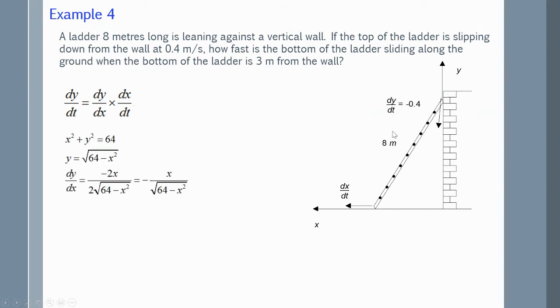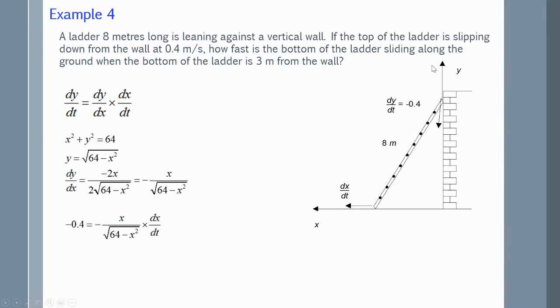So, using Pythagoras, x squared plus y squared is 64. We make y the subject: square root of 64 minus x squared. In our related rates, we need to find dy/dx. So we need to differentiate here. Chain rule: derivative of square root is 1 on 2 square root, derivative of the inside is minus 2x. The 2 and 2 cancel out. So dy/dx becomes this expression.